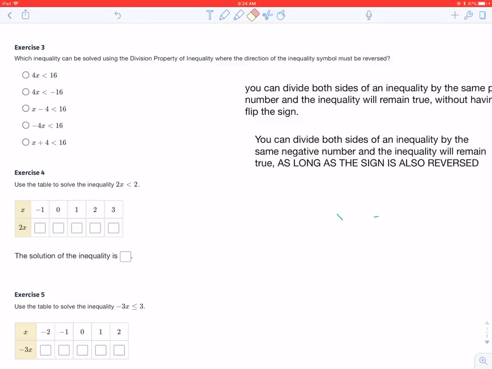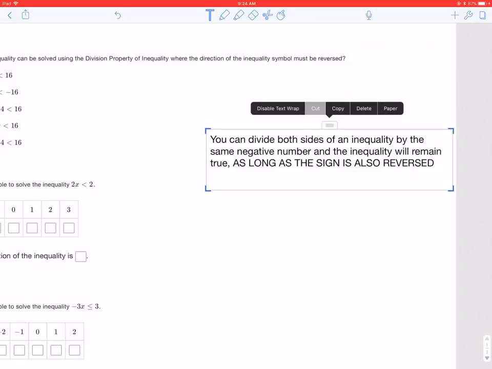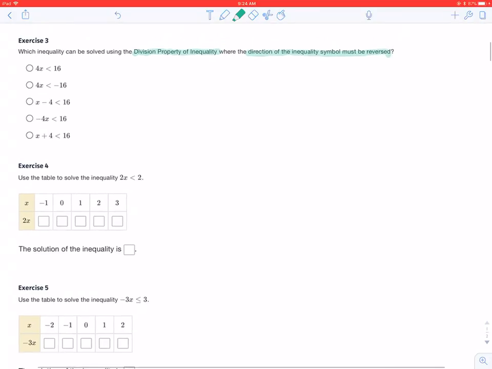So what you're looking for in this problem is which of these do I need to use division to solve. And then not only do I need to use division, but the direction of the inequality symbol must be reversed. So in which of these 5 options is going to require division to solve it? That means it's going to be a multiplication problem.